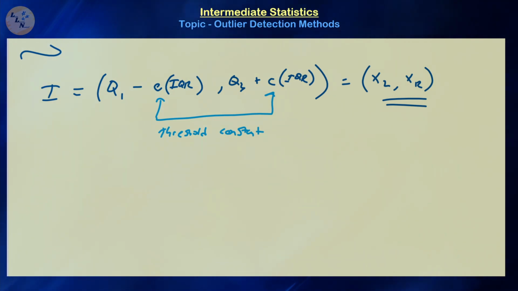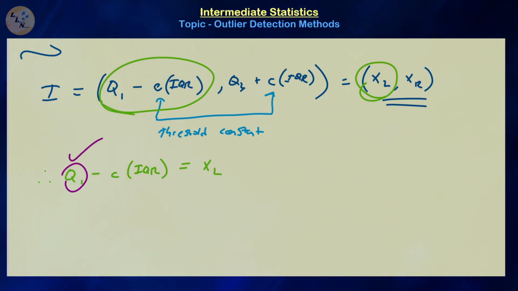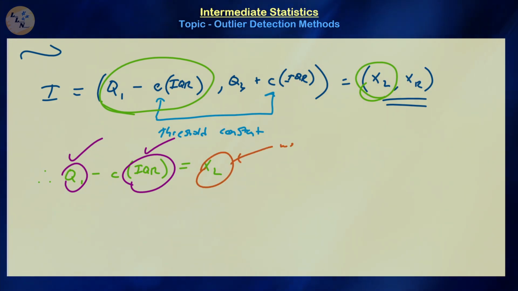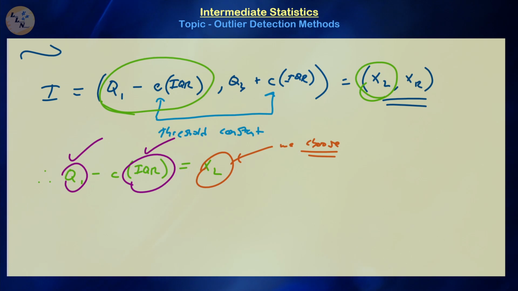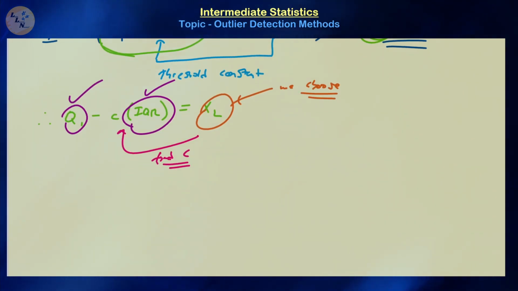Let's just set these things equal to each other. So Q1 minus C times IQR and XL should be equal to each other. So Q1 minus C times the interquartile range must be equal to XL. Q1, that's always going to be the same. We know what that is. IQR, we always know what that is regardless of the distribution. In particular, for our standard normal distribution, we know its value. This value XL we choose, and if we choose that and these other two variables are known to us, we should be able to find the C value. So let's just solve this equation for C, and that shouldn't be too hard.